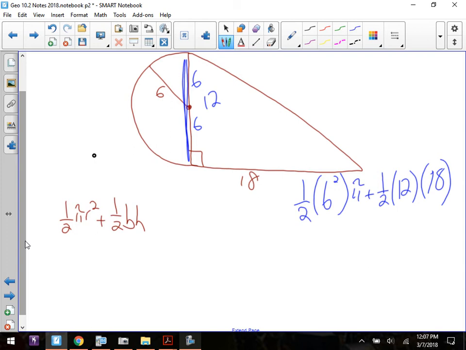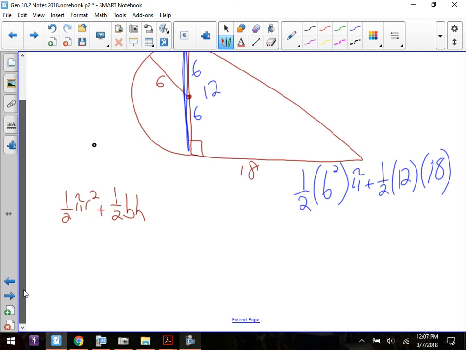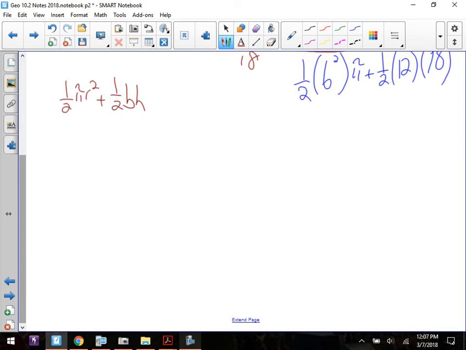Well, what's 6 squared? 36. What's half of that? Half of 36 is 18. So 18 pi would be the area of the semicircle. And then what's half of 18? 9 times 12. Well, that means it's 9 feet has how many inches? It would be 108. So I don't know what the units are, but that would be your answer in terms of exact units because you leave pi in the answer.